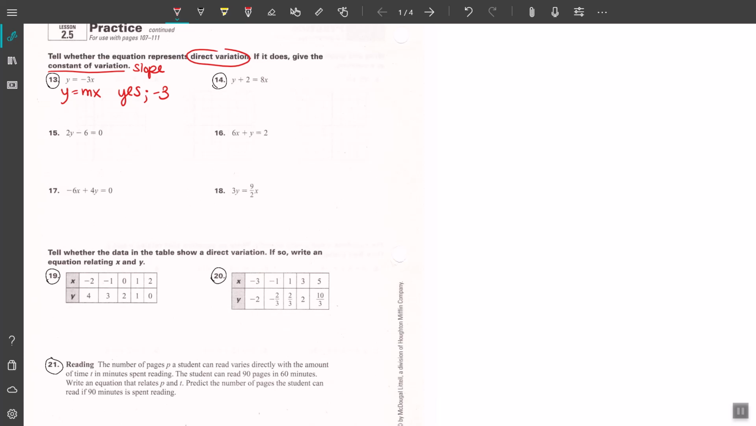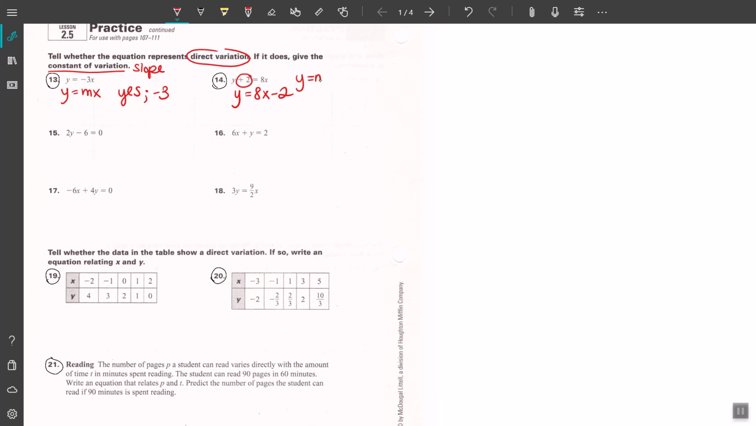Number 14, right now it's not in slope-intercept form, so if we put it in slope-intercept form by solving for y, now we can see even more clearly. You probably could see it in 14, originally in that original equation, that this was not going to be direct variation because you have a constant. It's not on the correct side right now, but that still is a constant that when taken to the other side will give you your y-intercept. So the y-intercept here is not 0.